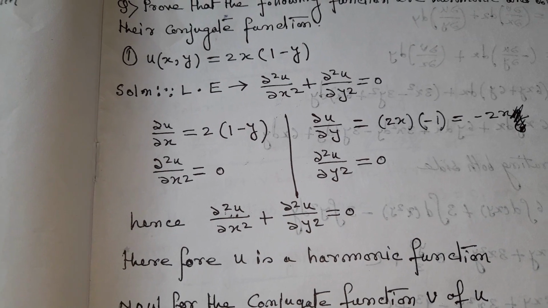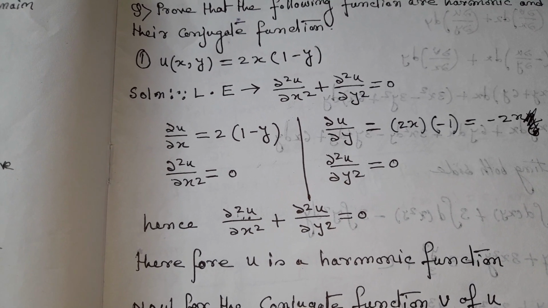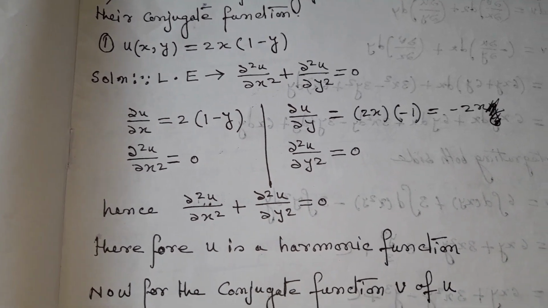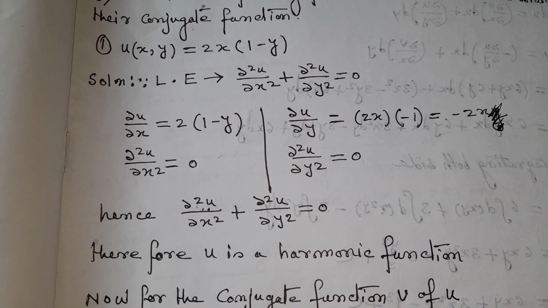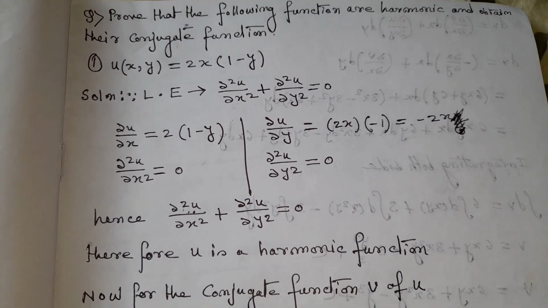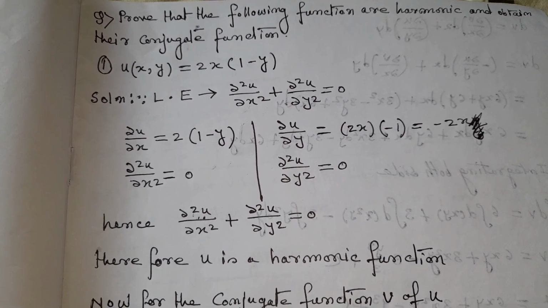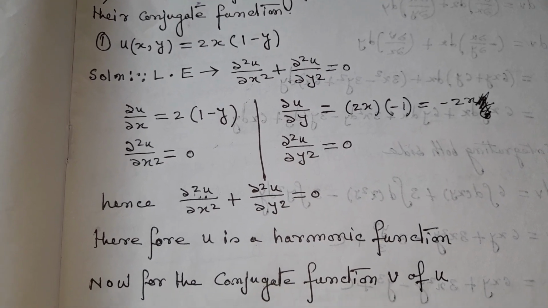First we will differentiate u with respect to x, and we will get 2 into 1 minus 1, and again differentiating, we will get 0 because y is constant here. Now differentiate u with respect to y, we will get 2x into minus 1, that is minus 2x. Then again differentiating, we will get 0, correct? Hence ∂²u/∂x² + ∂²u/∂y² = 0. Therefore u is a harmonic function.